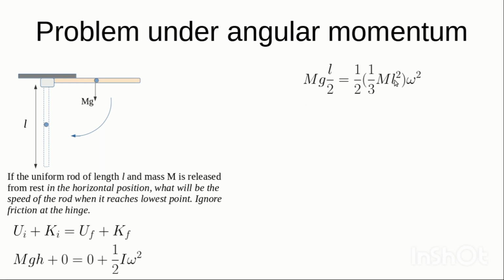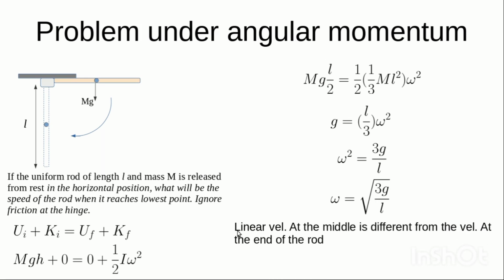If we simplify by cancelling, it reduces to g equals L over 3 omega squared. At this point, we can make omega the subject. We have omega squared equal to 3g over L, so omega equals the square root of 3g over L. Our omega here is the angular velocity. If you take a close look, you'll notice that this formula looks like the formula for the angular velocity of a simple pendulum.